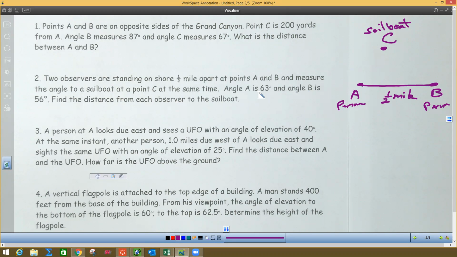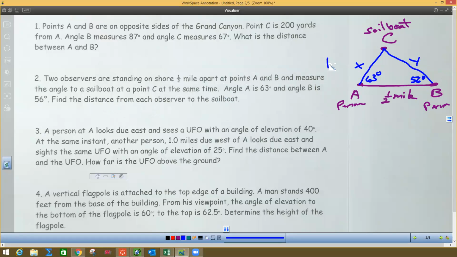It says the angle at angle A is 63 degrees. So when this person at A is looking out there at the sailboat, then this angle is 63 degrees. And then at angle B, when they look out at the sailboat, pretend that's a straight line, this is 56 degrees. Find the distance from each observer to the sailboat. So we need this and this. Those are the 2 things we need.